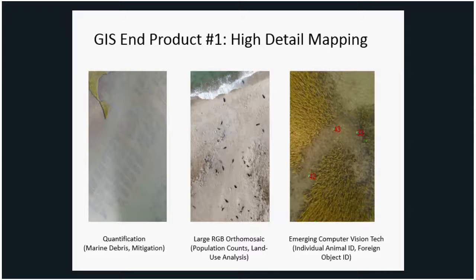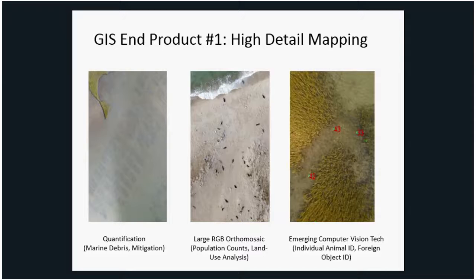On the right is actually the research that I'm doing more of, which is essentially using computer vision and other technologies in combination with these orthomosaics to identify foreign objects such as visual tags or marine debris.